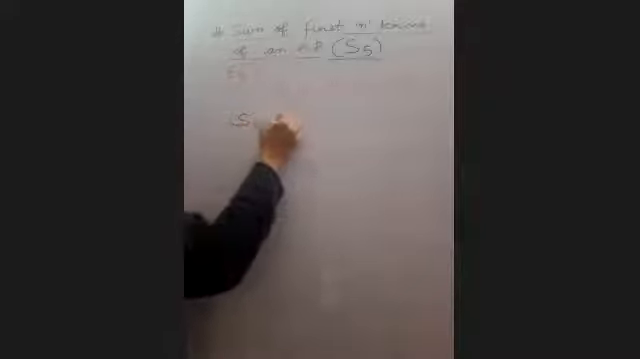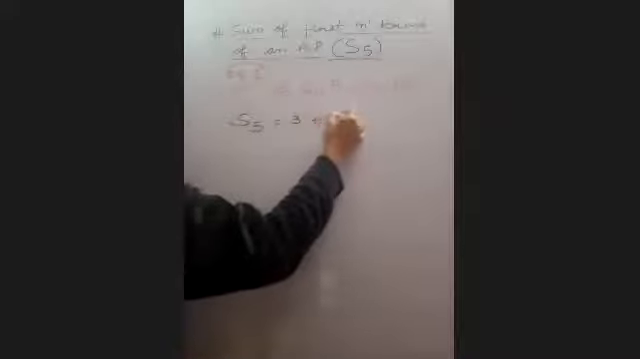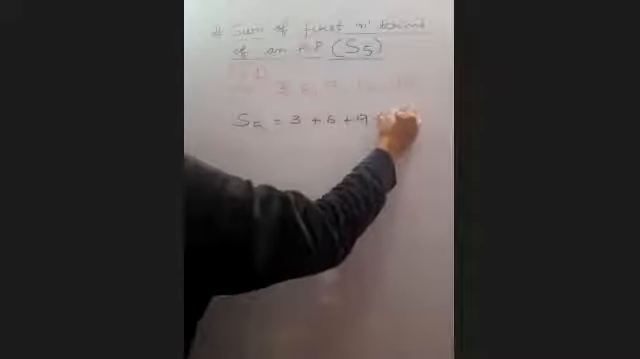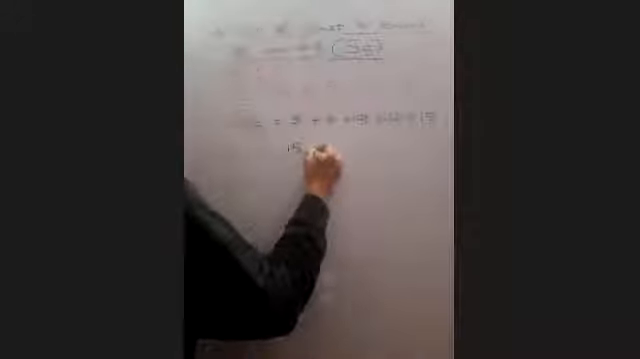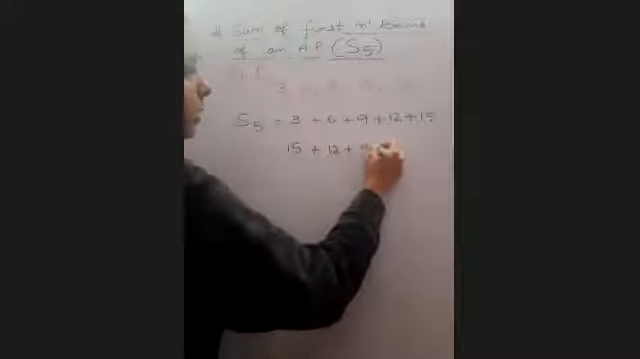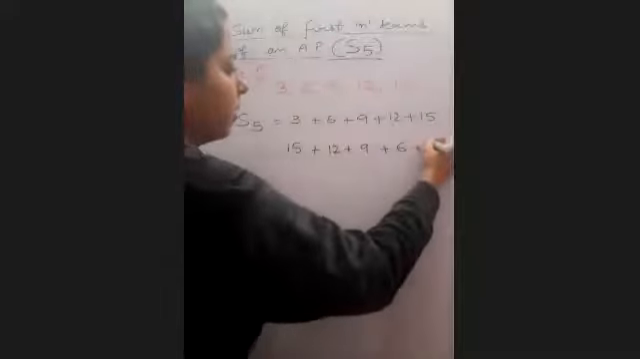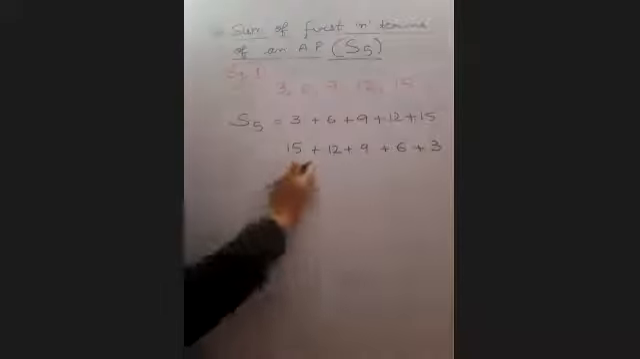We write capital S. So now, for this particular AP, let us find S5. What is S5 going to be? Will it be 3 plus 6 plus 9 plus 12 plus 15? Yes, ma'am. Now, instead of adding it like this, suppose I prefer to add it in the reverse order. What do you think, children? Will the sum remain the same or will it be different? Ma'am, remain the same. This is also S5.